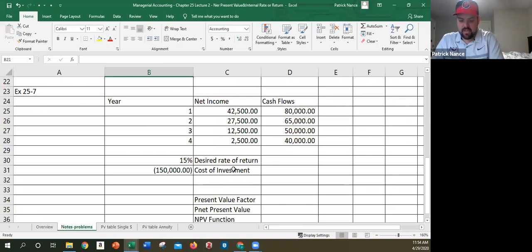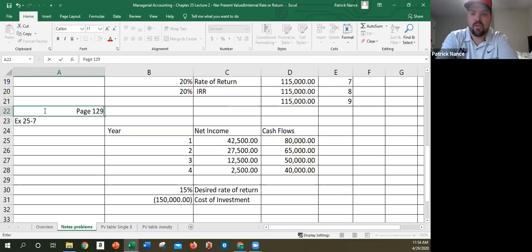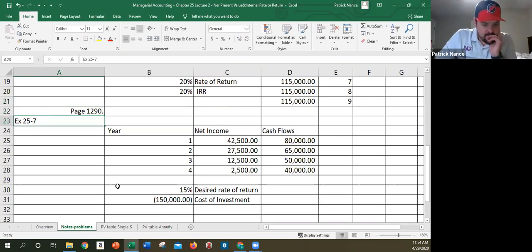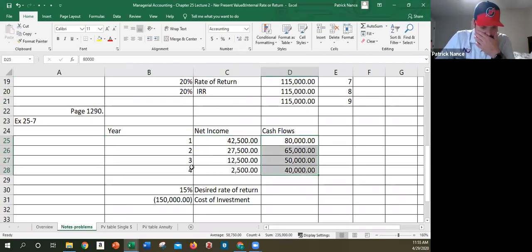Okay, last one, exercise 25-7 on page 1290. Okay, it says the following data has been accumulated by Greedy's company evaluating their purchase of $150,000 worth of equipment, having a 4-year useful life. And that gives us our information, which I've put out here: year 1, 2, 3, 4, net income, and net cash flows for the years. Assuming the desired rate of return is 15%, determine the net present value for the proposal. And it says to use Exhibit 2 in this chapter.